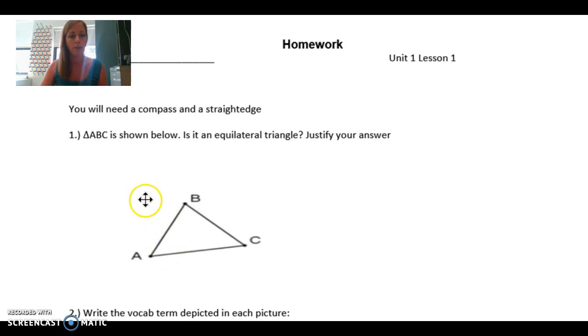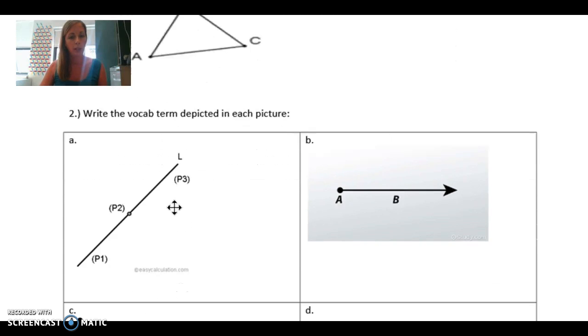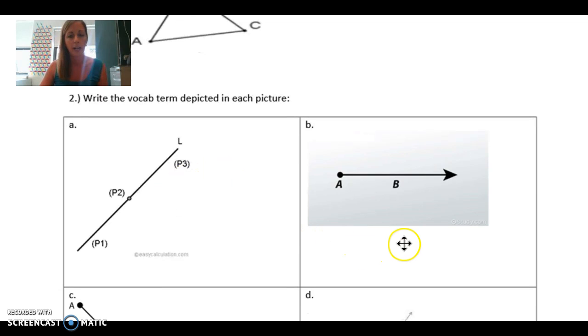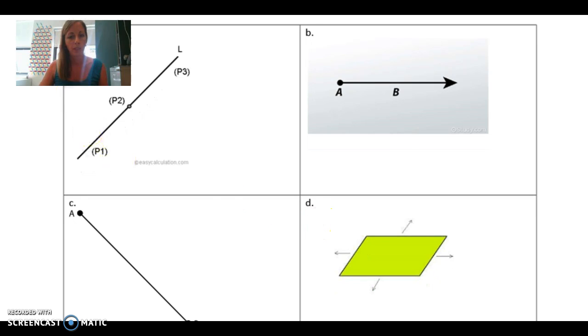And so you're going to use your compass for question number 1 and just try to tell if all of the sides are the same way that we did it in class today. And then for question number 2, you're going to look at your vocab terms that we went over today in class, and you're just going to write in the box what vocab term is depicted here. So that's it, and really besides that, I think you've got a pretty good handle on this.